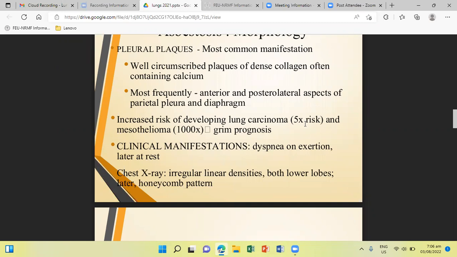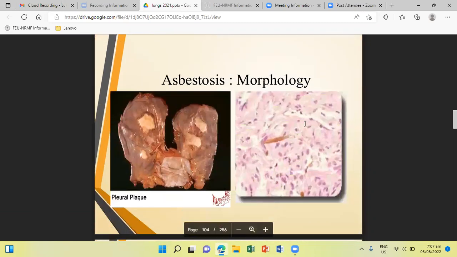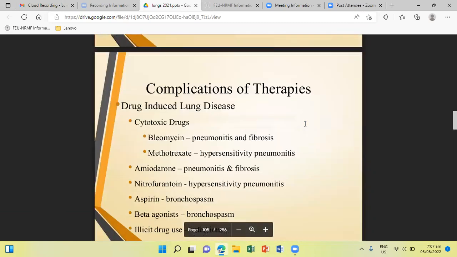It is often provoked by exertion, but later it will occur even at rest. Cough is expected to be associated with production of sputum. Chest X-ray would give you irregular linear densities, particularly, as I have mentioned, in both lower lobes. With advancement of the pneumoconiosis, a honeycomb pattern eventually develops.